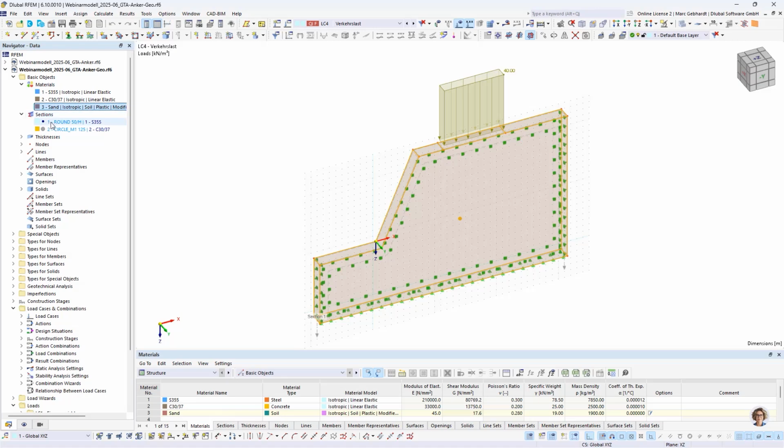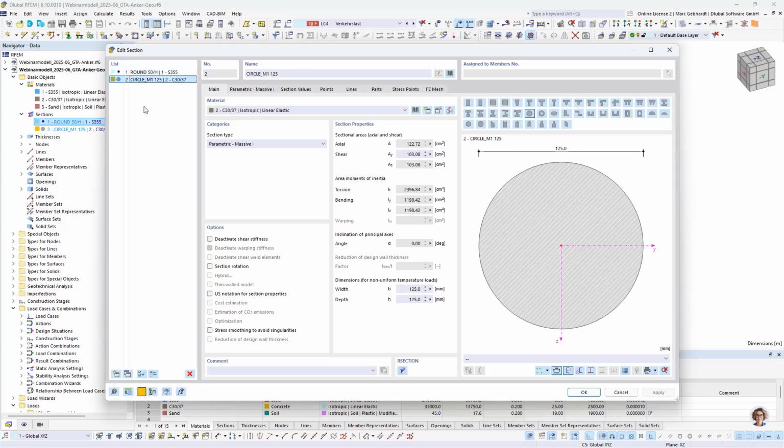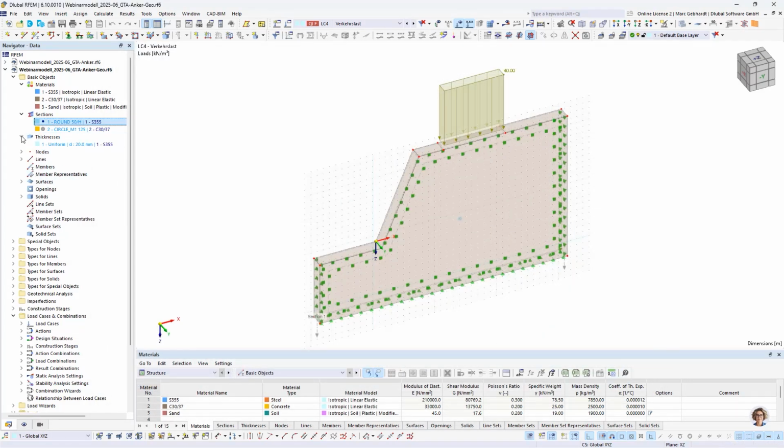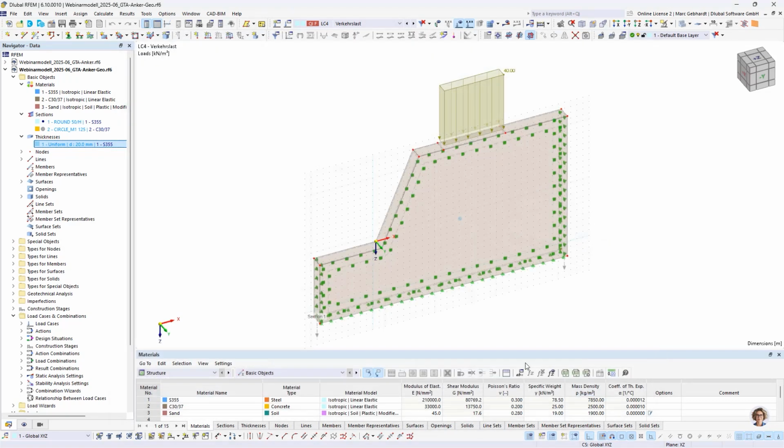Sections are also prepared. It's a round steel bar for the tendon part and a circular cross-section with 125 millimeters in diameter for the grout body. The steel plate will be modeled as a 20 millimeter surface.